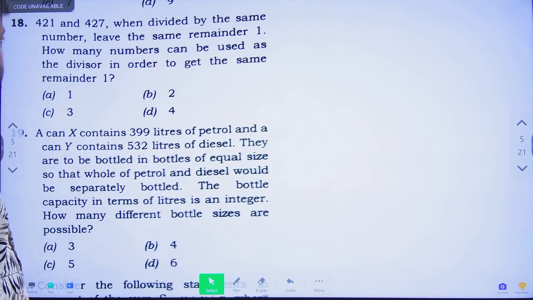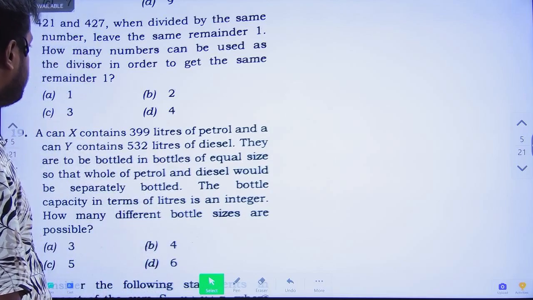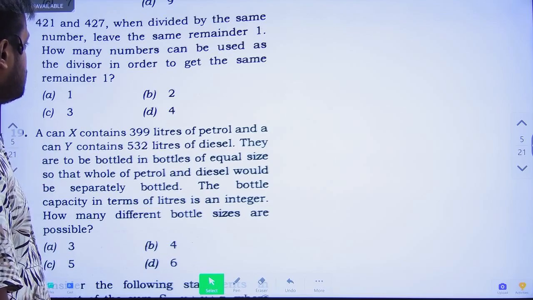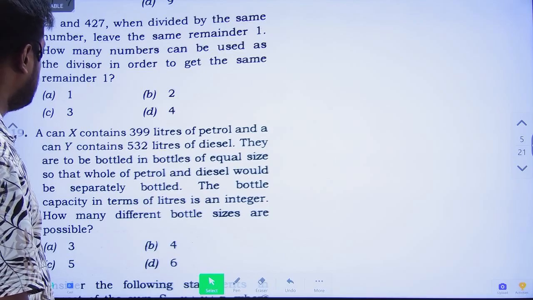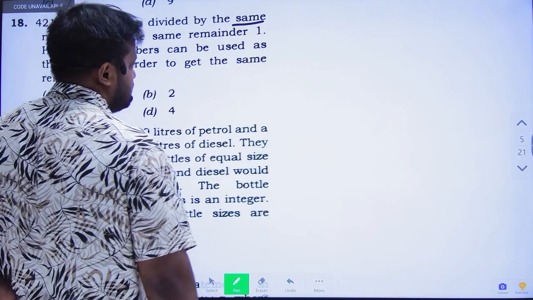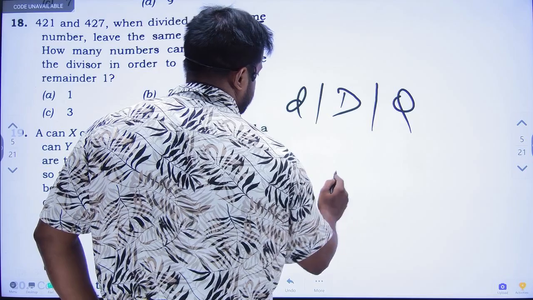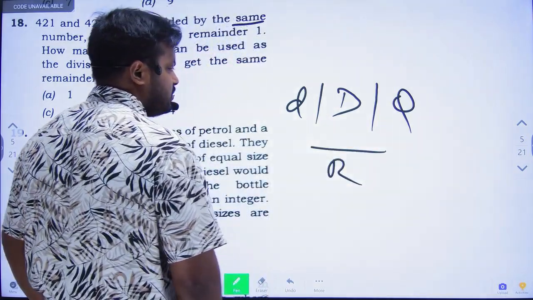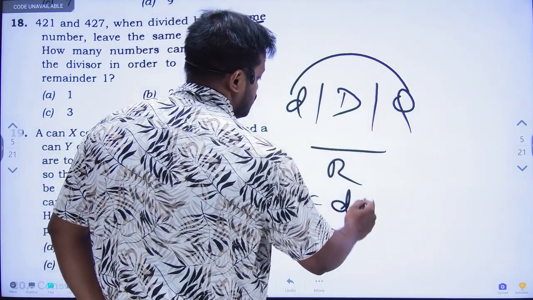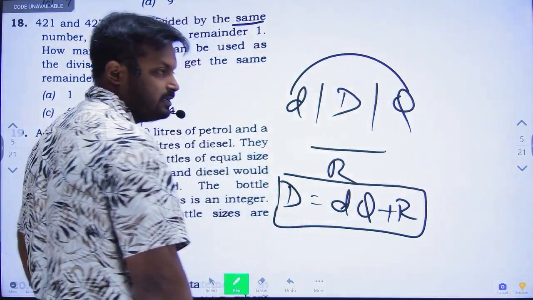421 and 427 when divided by same number leave same remainder 1. How many numbers can be used as divisor in order to get same remainder 1 when divided by same number? Okay, we know the basics. Divisor, this is dividend, this is quotient, and this is remainder. We know dividend equals divisor into quotient plus remainder. The basic division algorithm.